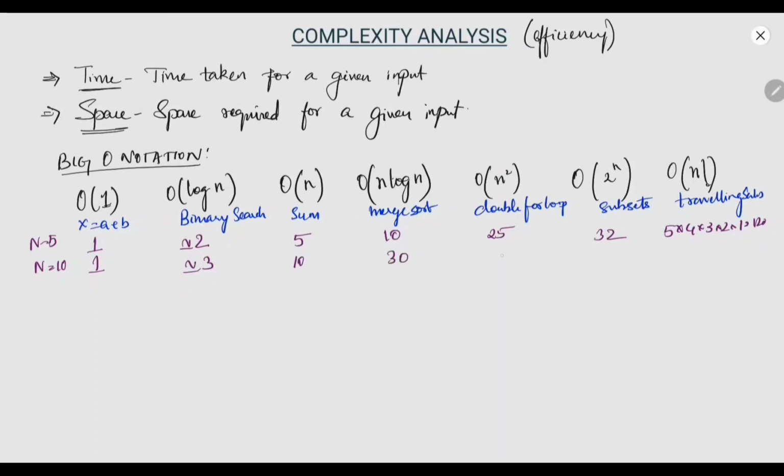And n squared is 10 squared, which is 100. And 2 to the power n will be a drastic change, which is 1024. And n factorial is out of the charts now because it's approximately equal to 3 million. I had to use a calculator for this one. So this is why we call n factorial not an ideal time complexity or space complexity, because as n increases by a very small amount, the number of operations required to execute your algorithm or the space taken would increase by a very huge amount.